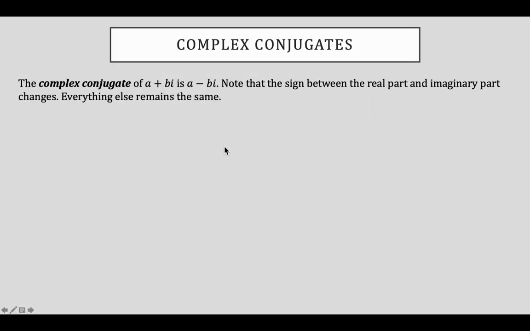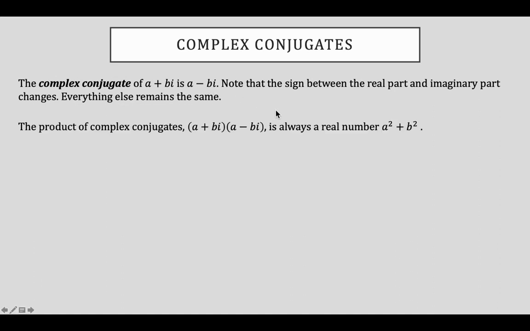And these are known as complex conjugates. The complex conjugate of a plus bi is a minus bi. Notice again that the signs in between the real and imaginary parts are going to be opposite each other, okay? So anytime we have two complex numbers where the signs are opposite in between the real and imaginary parts, they are going to be complex conjugates. And anytime you multiply complex conjugates, you will always get a real number. a plus bi times the quantity a minus bi is always the real number a squared plus b squared. Now, let's see where that comes from.